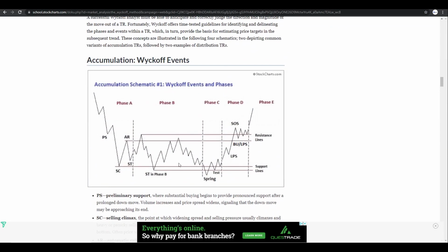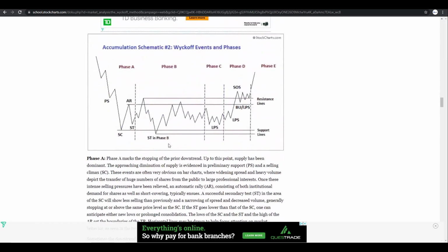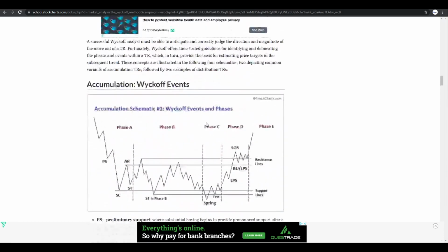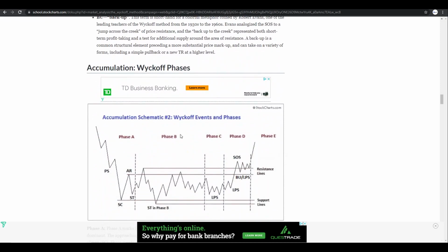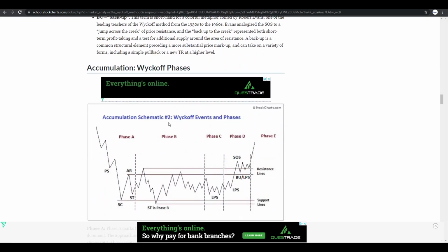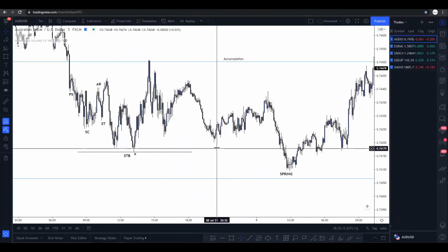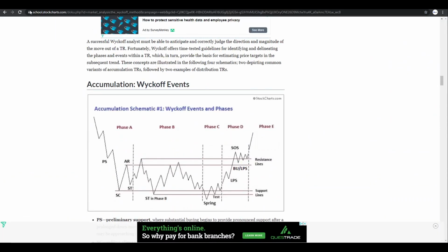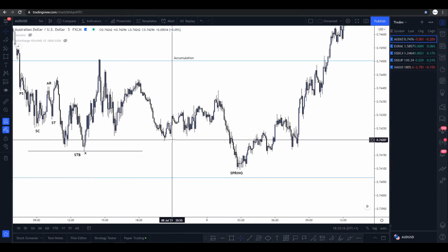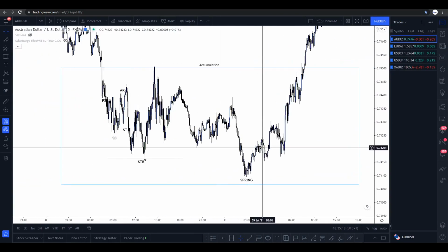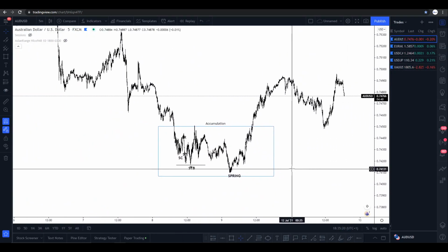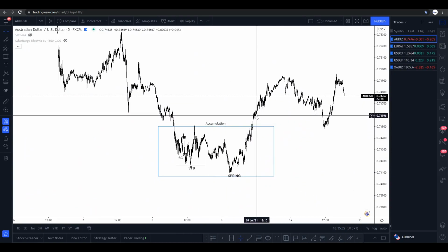Some might say, why does this one doesn't have a spring while this one does? It's just because there's different types of Wyckoff accumulation schematics. This one in this case doesn't have a spring, but it's the same, and this one does. In this case we have the type 1 schematic, which is the one with the spring, and we can see after the spring we see a major move up that broke a ton of structure.